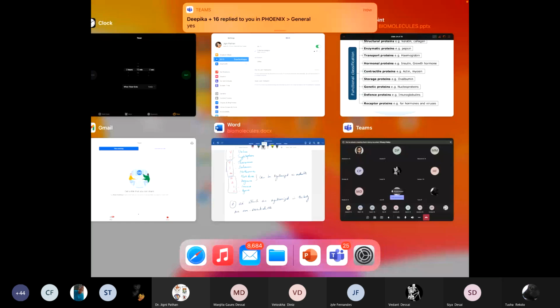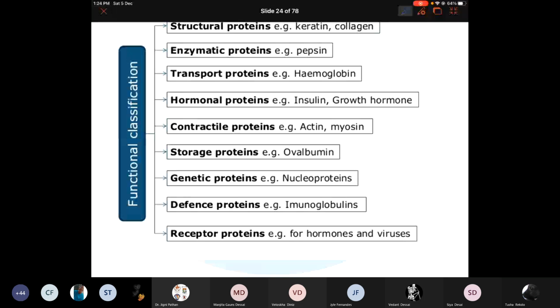Okay. Structural proteins: some proteins help in the formation of structures, those are keratin and collagen. Many proteins are enzymes; any enzyme you can name, like pepsin, trypsin, amylase, all enzymes are proteins. Transport proteins are hemoglobin and myoglobin. Some proteins are hormones, insulin, growth hormones.